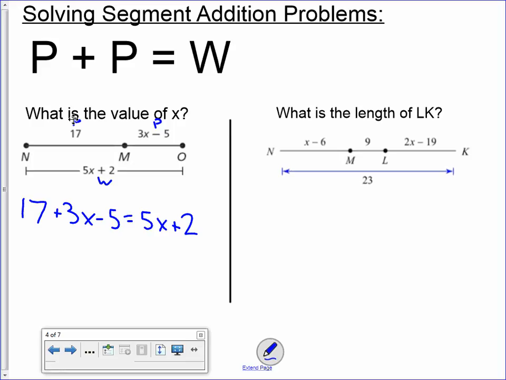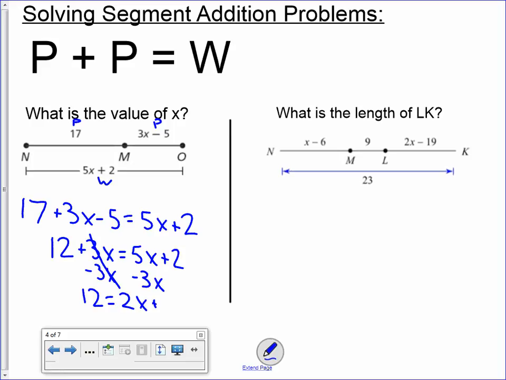Now, let's just solve this equation, combine like terms, and get variables on the same side. I can combine 17 minus 5 to get positive 12. The next thing I'm going to do is, I got 2 different variables on 2 different sides, so I got to combine them. So I'm going to subtract 3x from one side and bring it over to the other. That would leave me 12 equals 5x minus 3x is 2x, and then plus the 2.